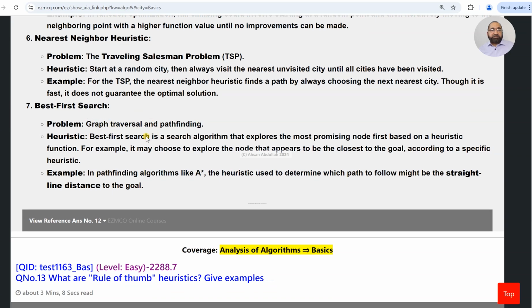Best first search, a graph traversal that explores the most promising node first. There can be different criteria for identifying which node is the most promising one, and it chooses to explore the node that appears to be closest to the goal, right? Appears. So like the A star algorithm, it's pathfinding using the straight line distance to the goal. So these are some of the heuristics.